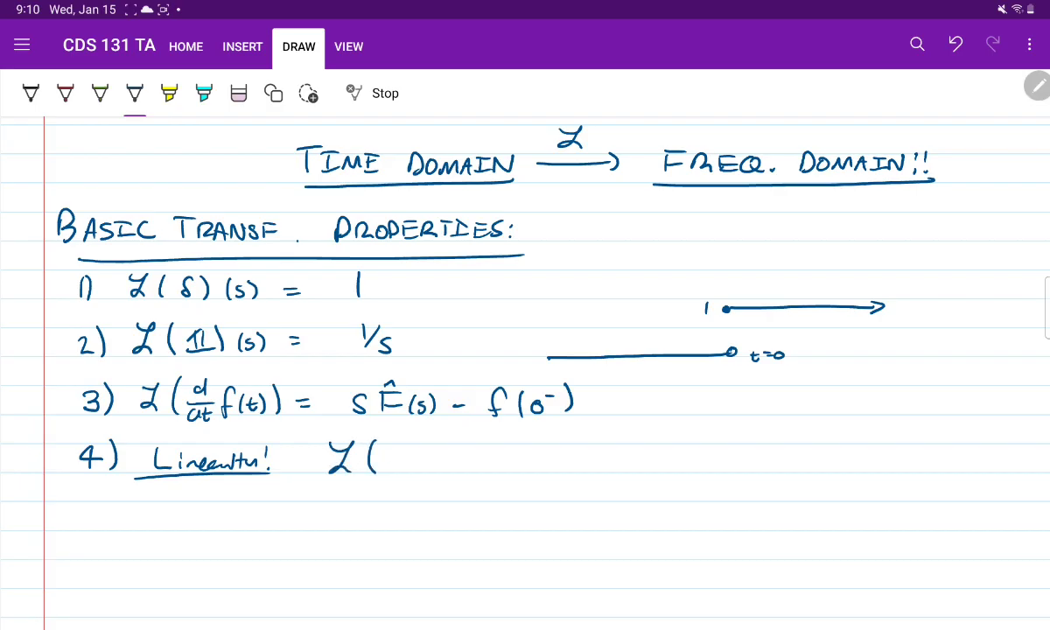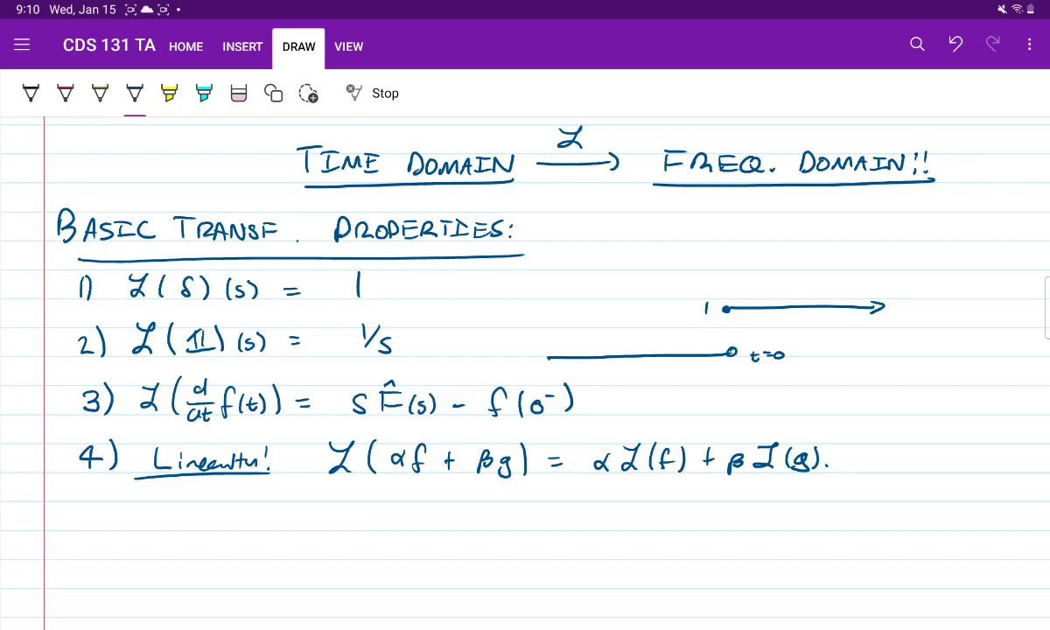And this is L of alpha f plus beta g is equal to alpha L of f plus beta L of g. Okay, and this is just a consequence of it being from an integral. Okay, so those are our 4 basic properties.